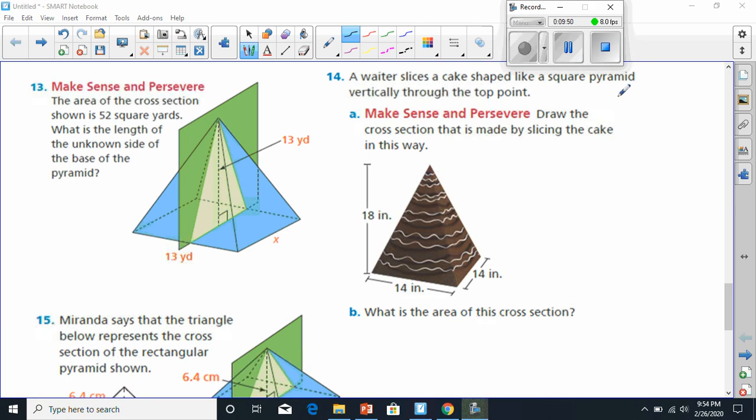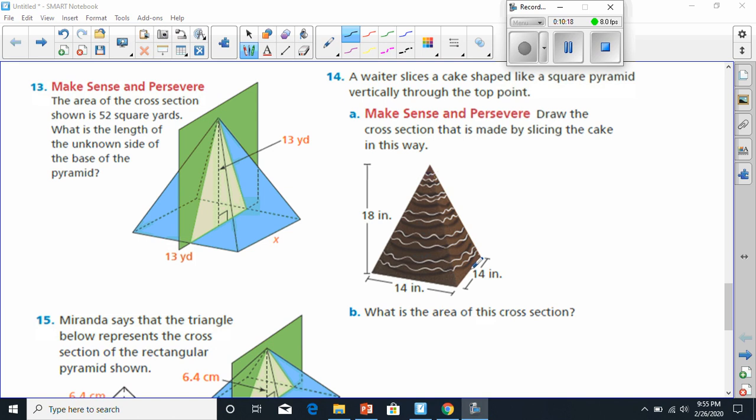Well, number 14 says, a waiter slices a cake shaped like a square pyramid. Square pyramid means the base of this pyramid is going to be in the shape of a square. Vertically through the top point. In other words, they're going right through this top point, and they're cutting vertically through this thing. Let's see. Draw a cross section that is made by slicing the cake this way.